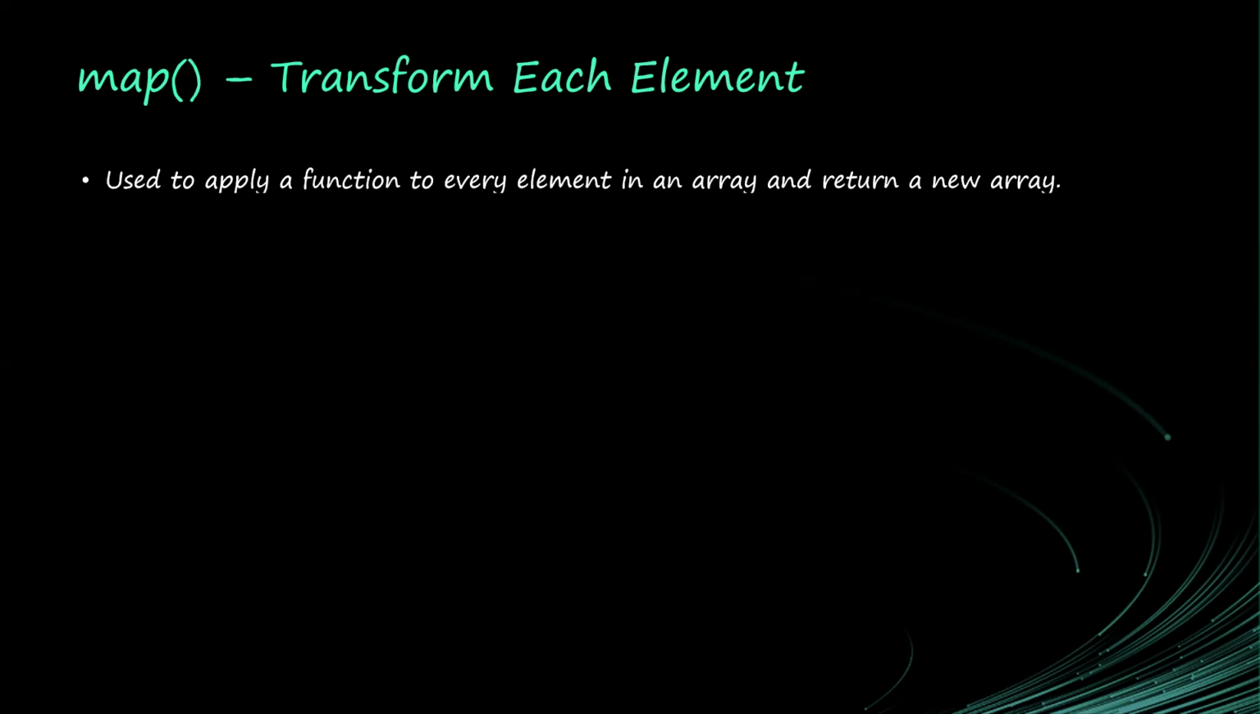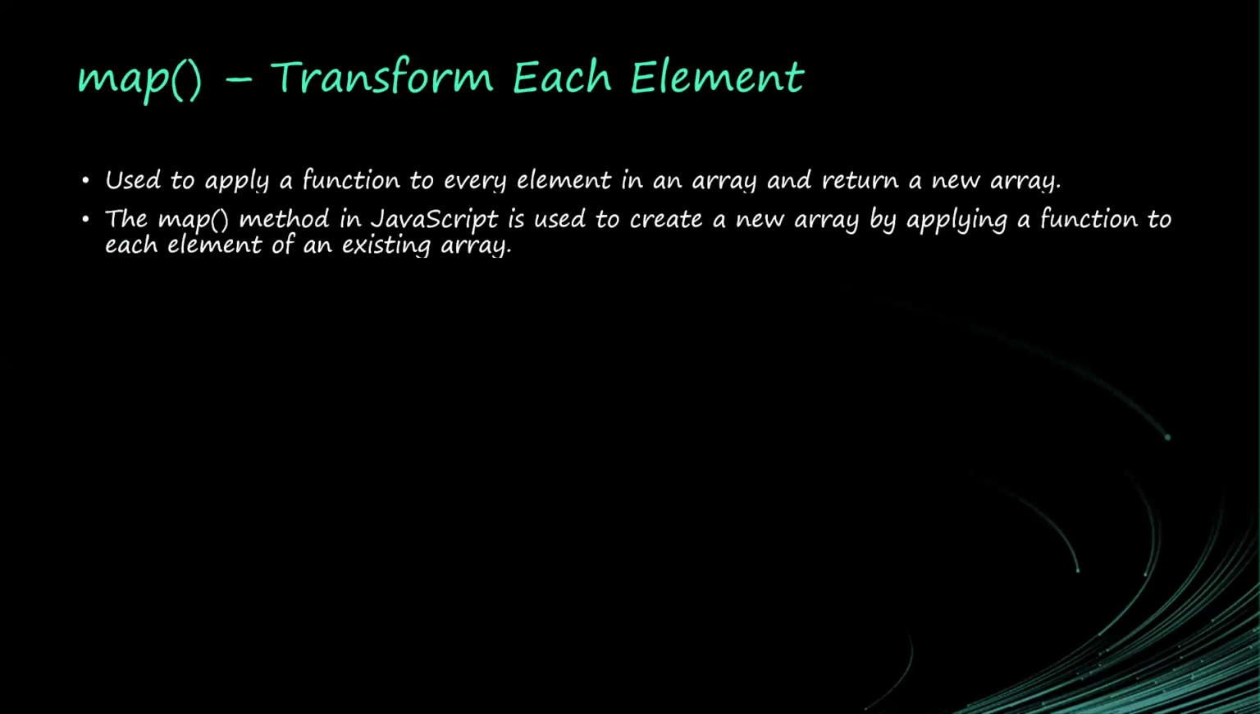So the map method takes a function and it will return a new array. The new array depends on the logic of your function. What is your function going to do to every element in that array? The map method is used to create a new array by applying a function to each element.